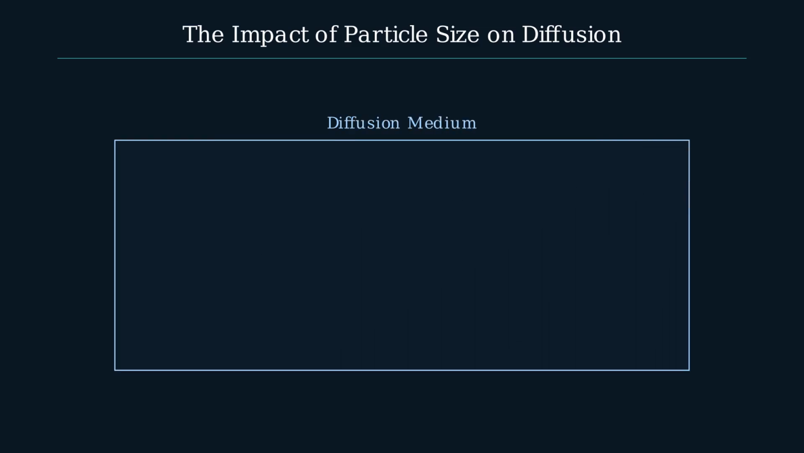Particle size has a significant impact on how quickly substances diffuse through a medium. To understand this relationship, let's observe how particles of different sizes move through the same medium. Here we have small particles, like oxygen molecules, which are crucial for cellular respiration. And here are larger particles, such as glucose molecules, which provide energy for cells. When diffusion begins, we can observe a clear difference in how quickly these particles move.